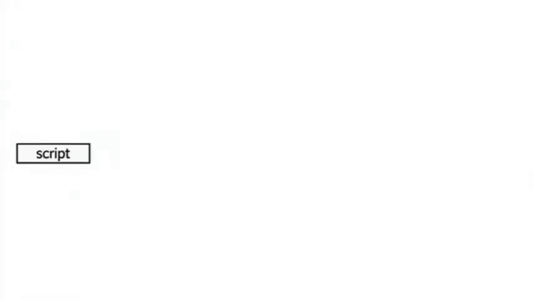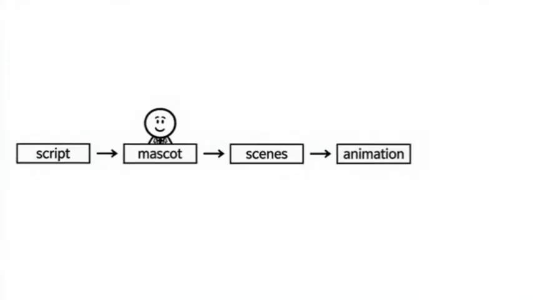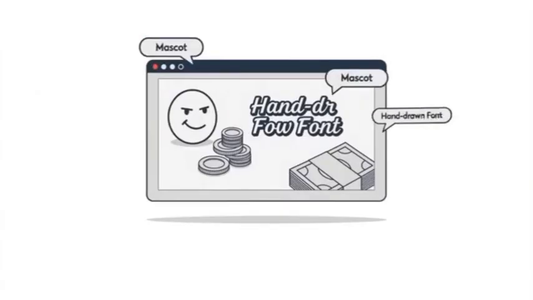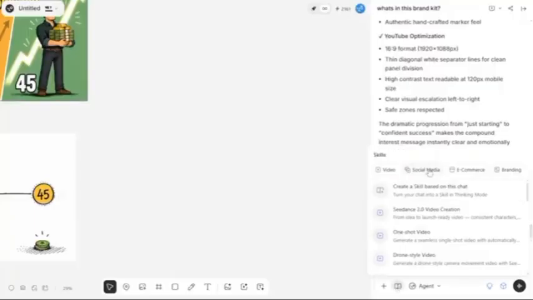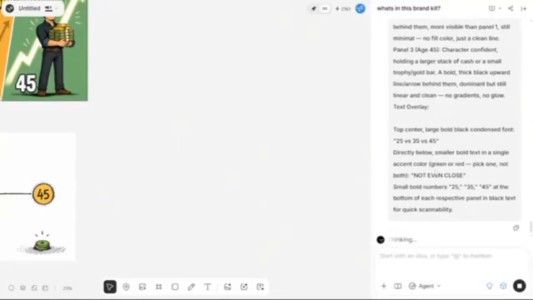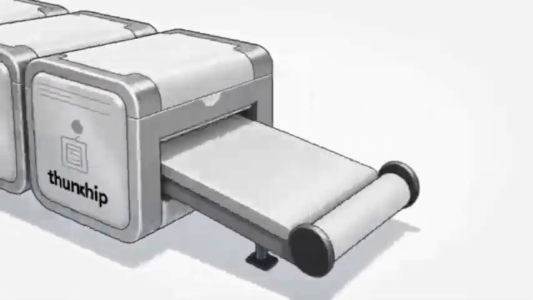For this type of channel, the thumbnail is not separate from the workflow. It uses the same character, the same hand-drawn font, the same financial props, and the same visual identity. So, I'm going to use the thumbnail skill, designed around a clean background, big readable text, a strong mascot pose, clear financial contrast, and a simple before and after idea. This is how the workflow becomes scalable.